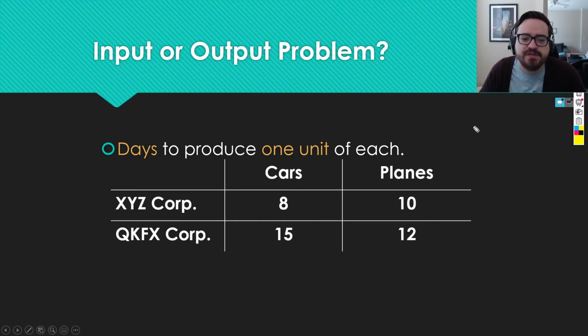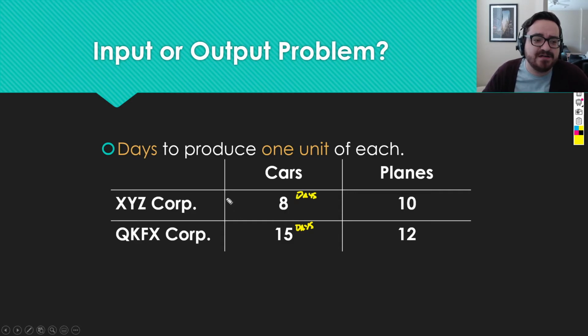Cool. Absolute advantage time, which to be clear, this means this is 8 days. Oh, why did I get the tiny thin pencil? I hate that. That's terrible. No, give me a better pencil there. That's 8 days. 15 days. This will help me figure out the absolute advantage very easily. So I'm looking at this like, okay, XYZ takes 8 days to make a car. QKFX takes 15 days to make a car. Okay, if I gave them the same timetable, XYZ could definitely make more cars, right?